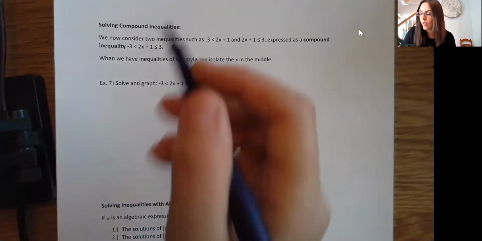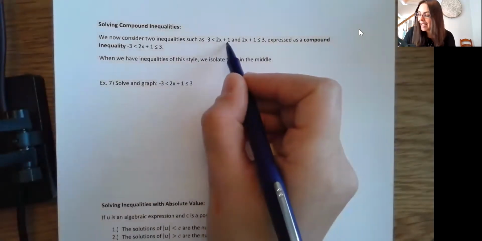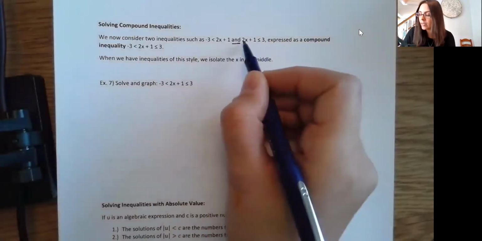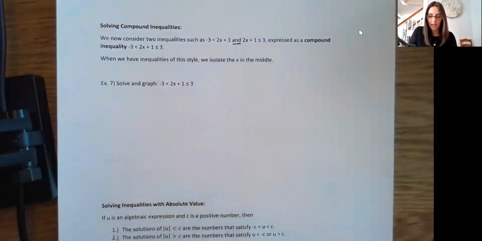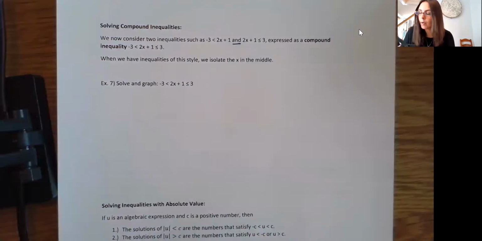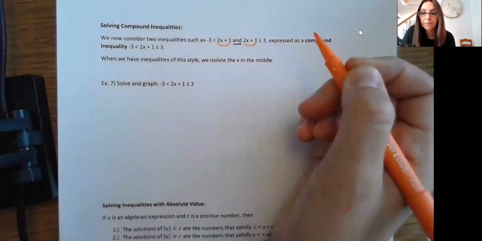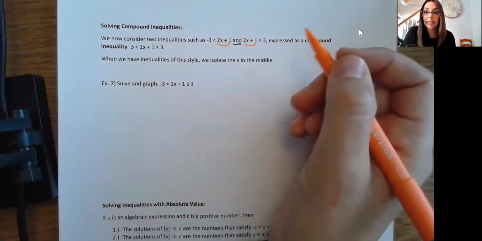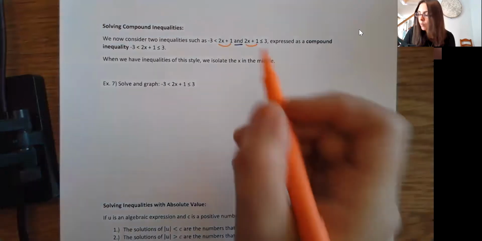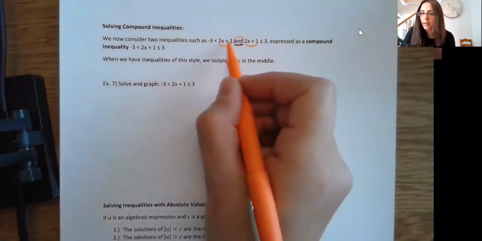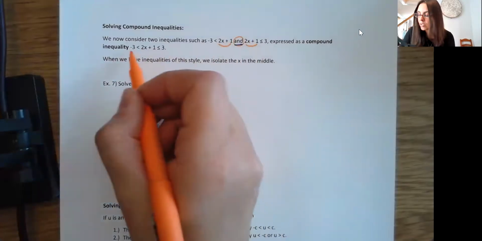So now notice here we have two inequalities. Negative 3 is less than 2x plus 1, and 2x plus 1 is less than or equal to 3. This is a compound inequality. And I also want you to note something else that's special about it, is that 2x plus 1 repeats. So this is a very specific kind of compound inequality where you have the word "and" and you also have the same expression repeating.